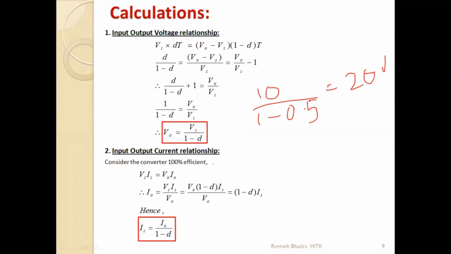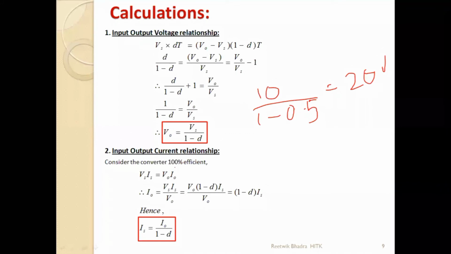Then next, the input output current relationship. Then we have to consider, oh, I forgot one thing. IC I did not show you. Okay, I'll come to it. For the input output current relationship, energy efficiency is 100%. So VsIs is equal to V naught I naught. So I naught you can write down.